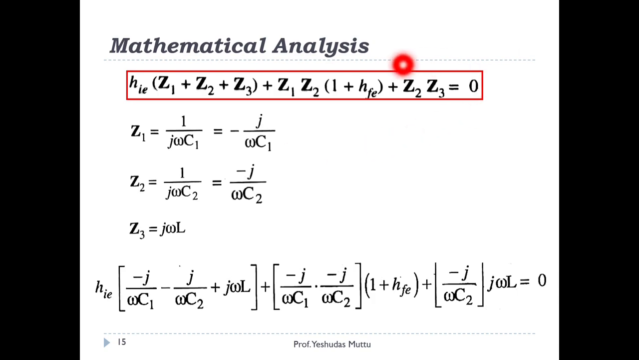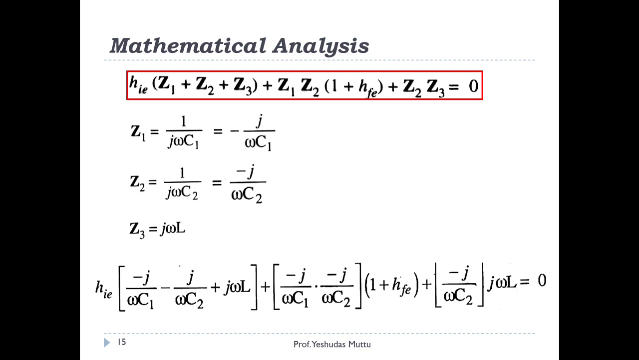What you all need to remember is this particular expression, and this you all get from the circuit. Whenever mathematical analysis is asked, you are supposed to draw the circuit diagram. Fine. Now we'll have a look at this particular expression. hie, Z1 I have substituted, Z2 I have substituted, Z3 I have substituted, plus Z1, this dot signifies multiplication, Z2, 1 plus hfe, plus Z2 again, and Z3. Fine. I hope this is clear to you all. Now the task is for you all to solve this particular expression.